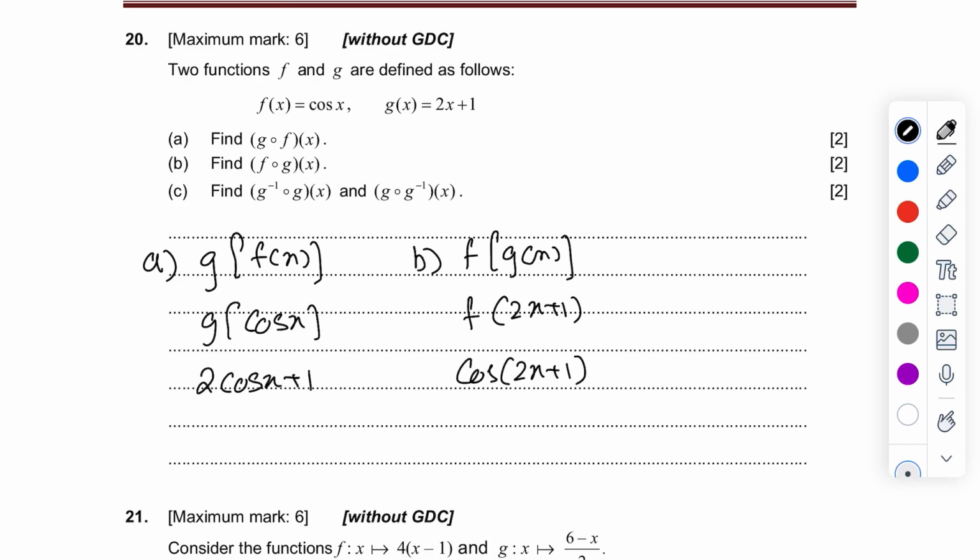Next, g circle g inverse of x. What will happen is g and g inverse get cancelled. It's going to be x.